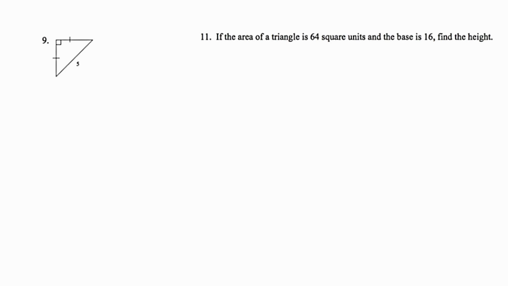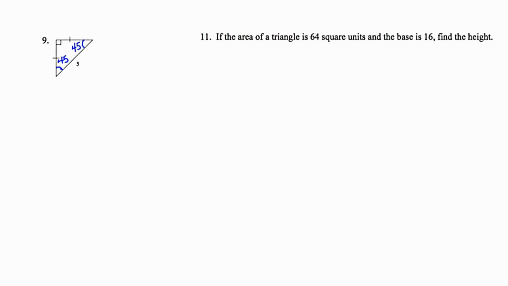Okay, so now we're on slide number 3, and we're looking at number 9, in which we have to find the area of a triangle. And the first thing that I notice is that they're giving us an isosceles right triangle. And by the isosceles triangle theorem, I know that the base angles are going to be congruent. And I know that each of these angles is going to have a measure of 45.